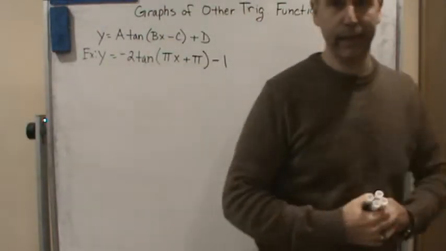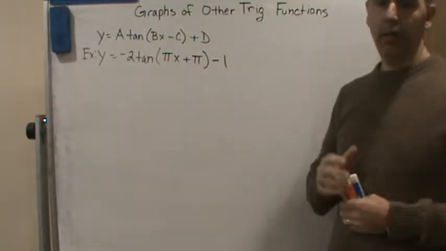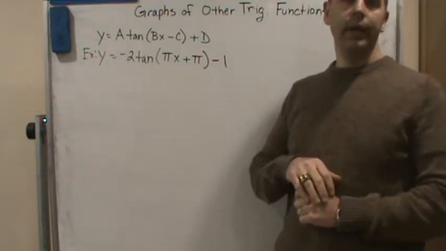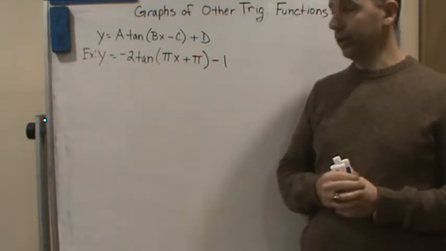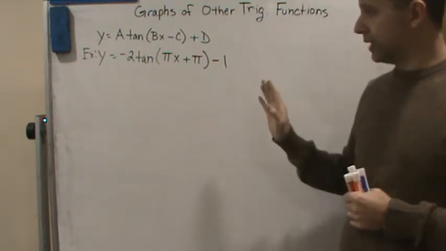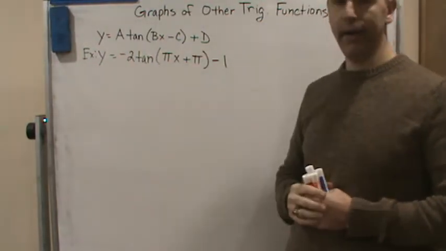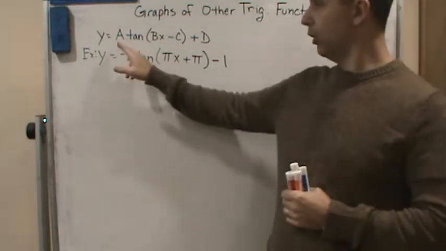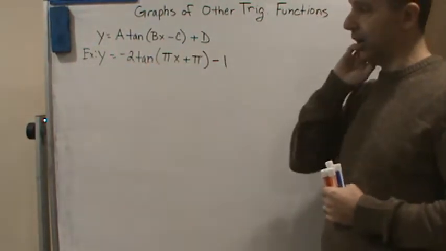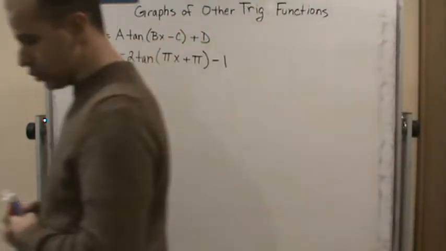Okay, so welcome, and now we're going to do an example of sketching a period of a general tangent function. The first thing you notice is this is already in the form that we wanted. So we can easily pick out what A, B, C, and D are. Let's get started.